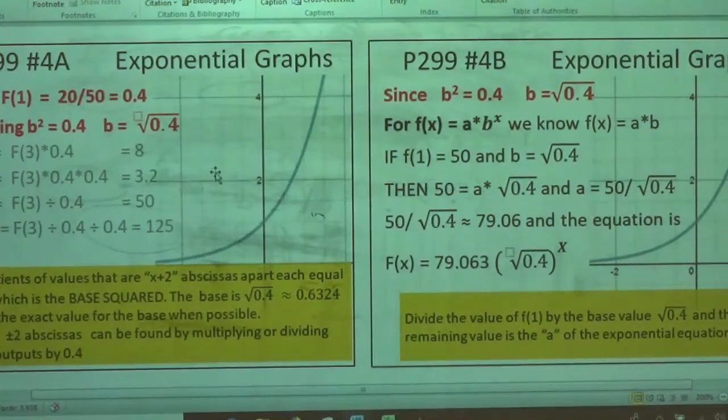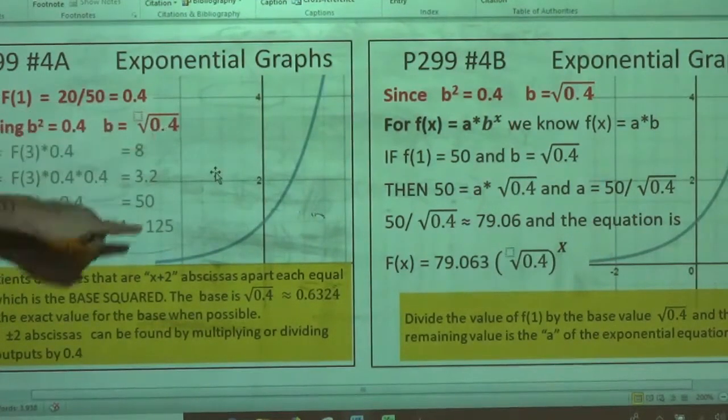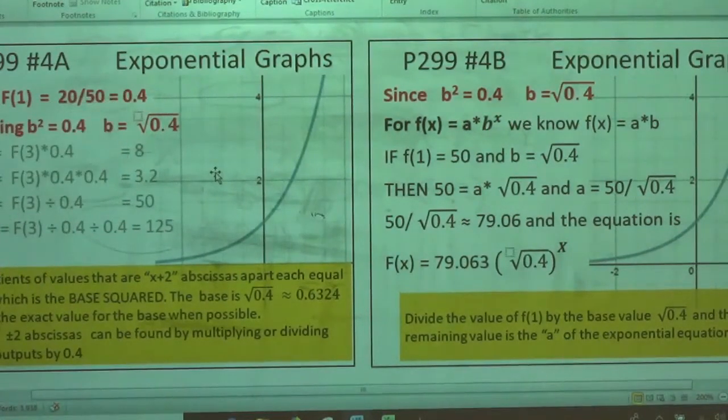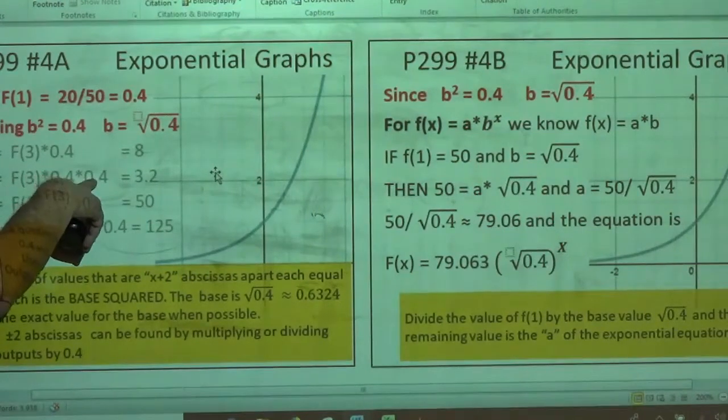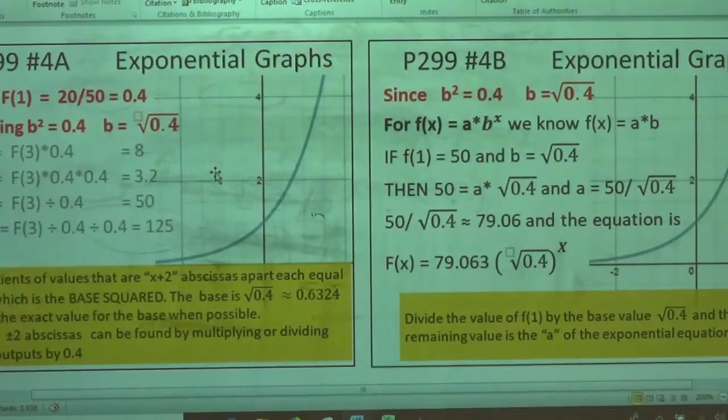All right, now, so if I'm at 3, how do I go up to 5? I take the 20 and I multiply by 0.4, and I get 8. And then if I take that number and multiply it by another 0.4, I'll get 3.2. And I can do the same thing going down. I can take this number, divide it by 0.4, and I end up with 50. Divide that by 0.4, and I'll be at -1. But that all works. Okay?